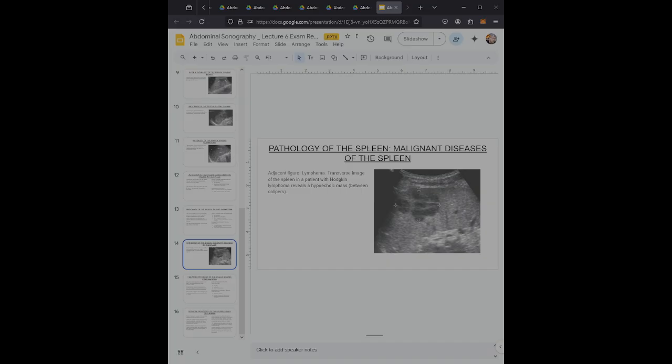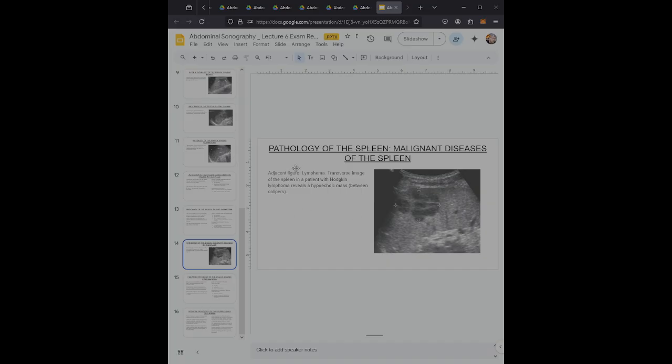Clinically, patients complain of left upper quadrant pain, fever, weight loss, and general malaise. Sonographically, the spleen would have diffuse involvement of malignant processes and will demonstrate splenomegaly. Sonographically, they might be focal hypoechoic masses.